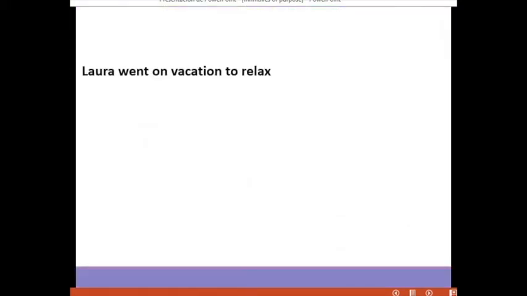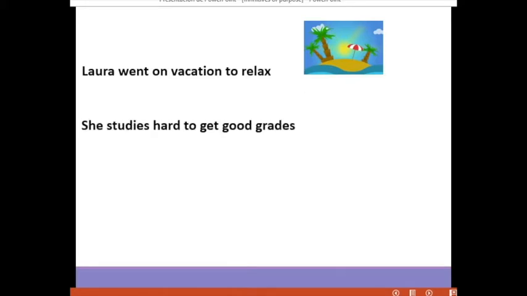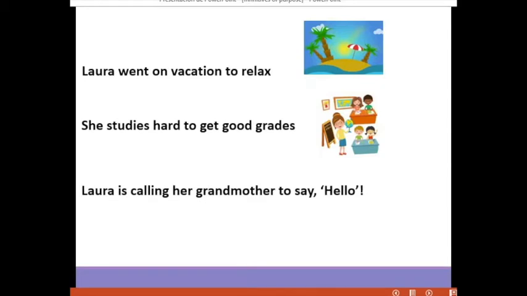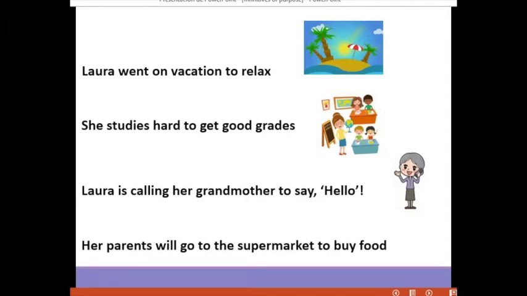So let's check. Laura went on vacation to relax. She studies hard to get good grades. That's her motivation. Laura is calling her mother right now to say hello, and her parents will go to the supermarket to buy food later this afternoon.